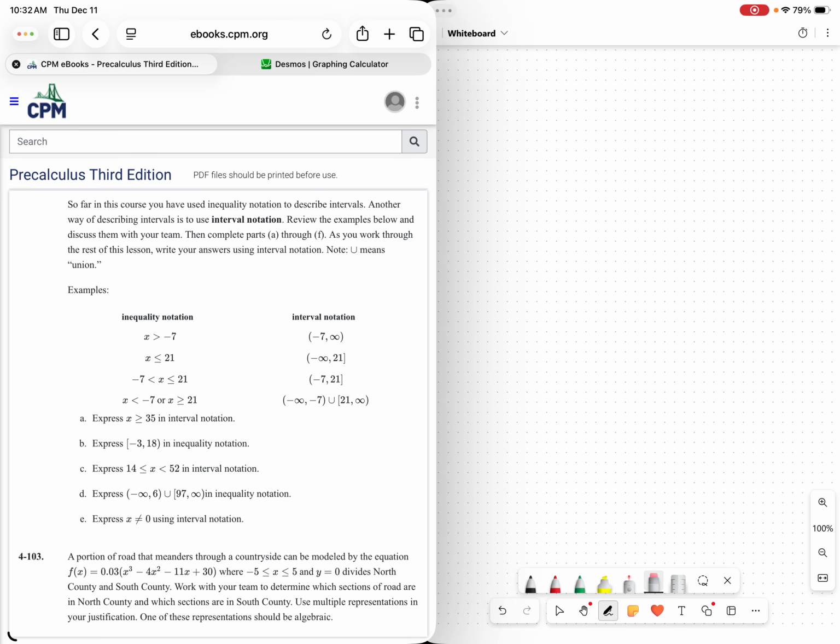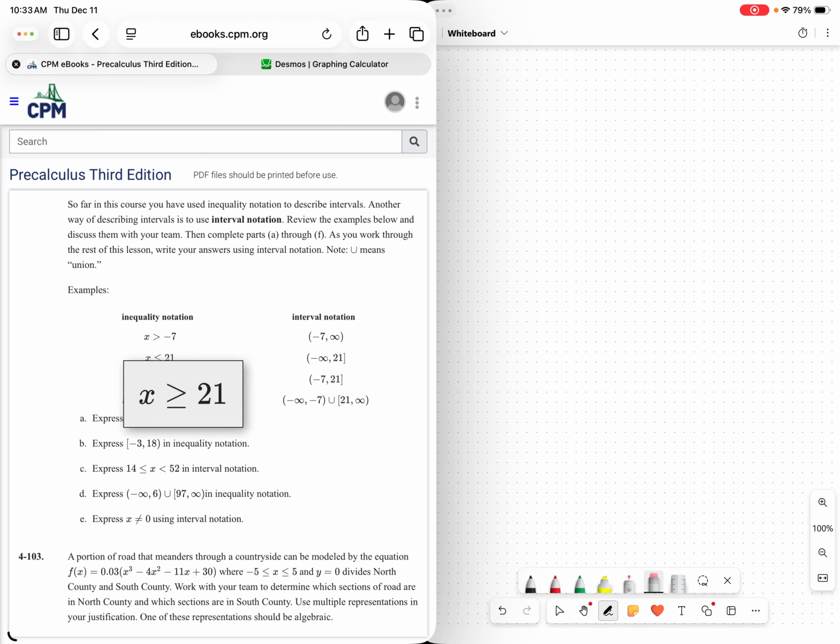Then if you look at the next one, we have x is less than or equal to 21. Again, that interval, less than 21, is -infinity to 21. Now, notice there's a bracket on the 21. That just means equal to. So the equal to line there and the bracket, that's how you signify that. If we look at the next one, -7 is less than x is less than or equal to 21. That interval is in between -7 and 21. You can see the interval notation is -7 to 21, and again, 21 has the equal to, or the bracket.